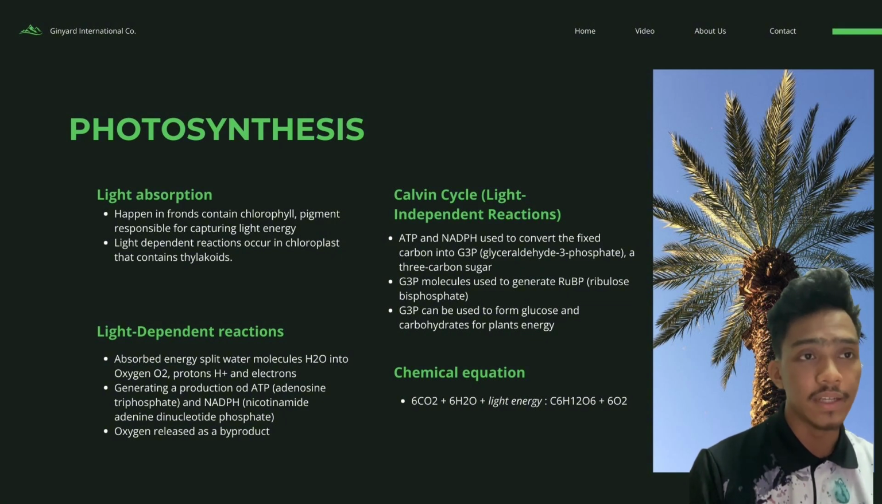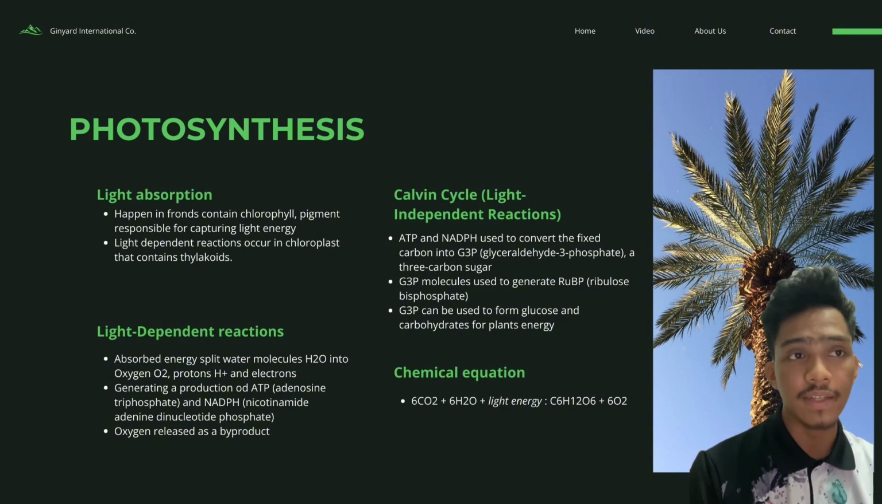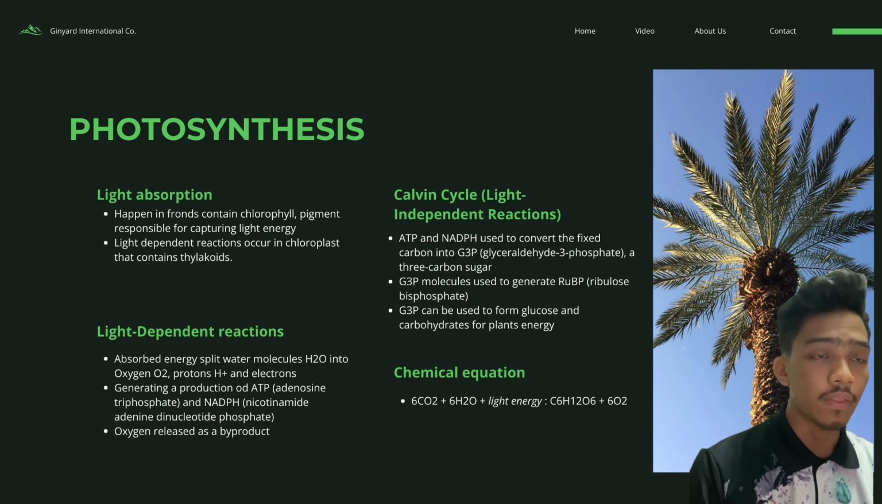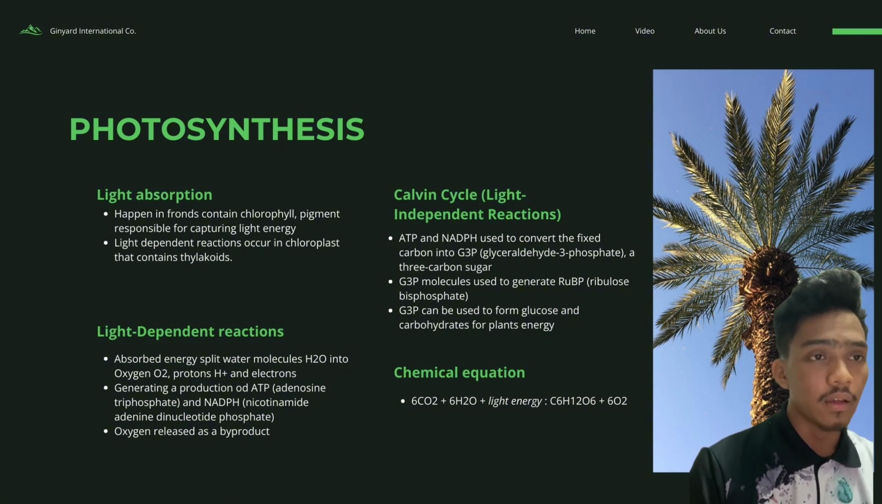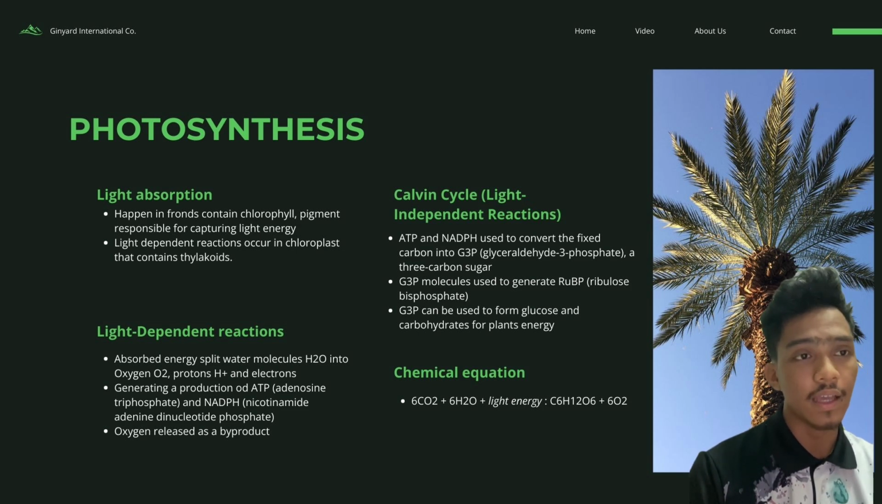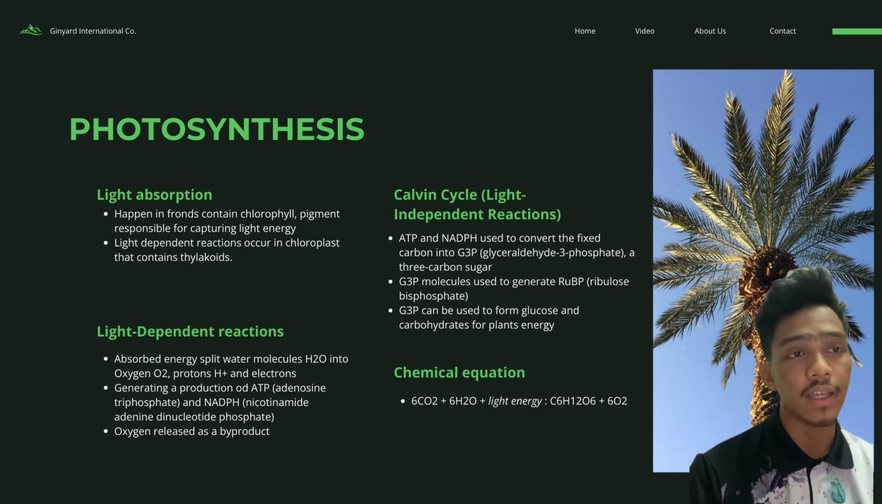The light-dependent reaction occurs in chloroplast that contains thylakoids. In the light-dependent reactions, it absorbs energy to split water molecules, H2O, into oxygen, protons, and electrons. The protons and electrons generate a production of ATP and NADPH. The oxygen is released as a byproduct in the light-dependent reaction.